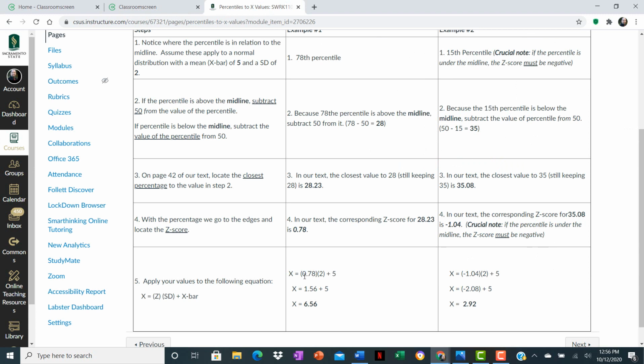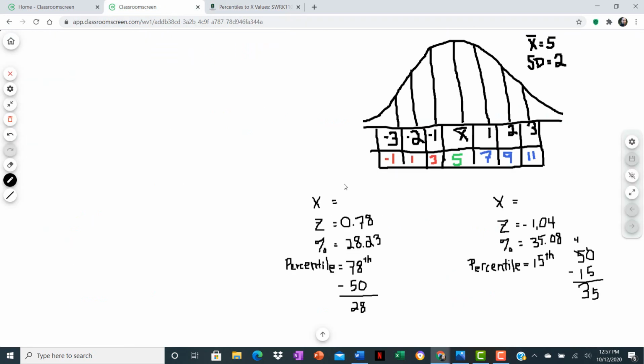So when we say 0.78 times 2, we already know this is going to be less than 2, because 1 would give 2, and anything less than 1 is going to be less than 2. If we multiply, it's almost just like saying 78% of 2. 78% of 2 is 1.56. This carries down, so 1.56 plus 5, the x value is going to be 6.56. So we'll go back here and say this, 6.56.